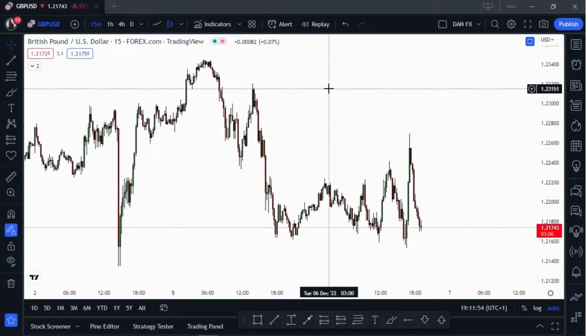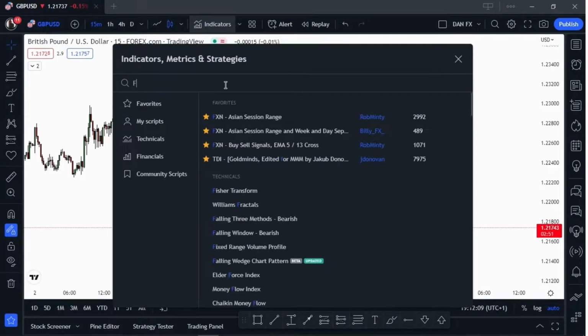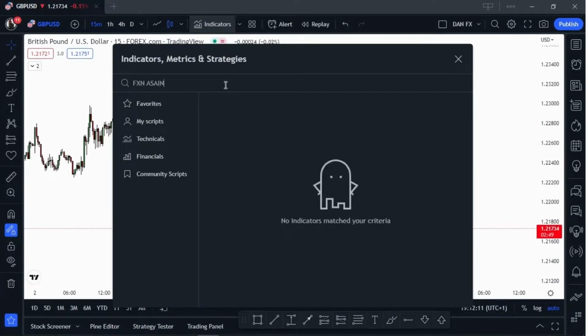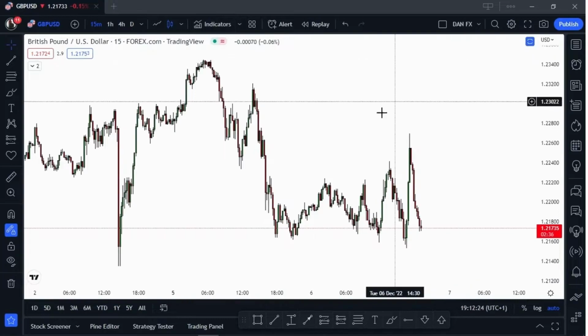And the indicator I use to highlight the sessions is called the FXN. You can see FXN Asian Session Range by Rob Minty or by Billy FX. All right, so if you go to your indicators tab on TradingView and type in FXN Asian session, you see those two indicators. You can add this one or this one. Don't add the two; they are basically the same thing. Just add anyone you want among the two.